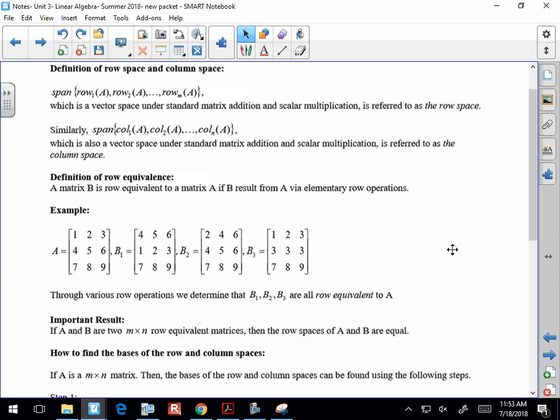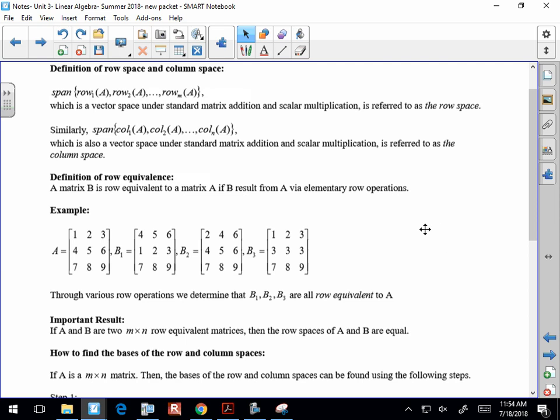Right, so the span, which is a vector space under standard matrix addition and scalar multiplication, is referred to as a row space. Right, so we'll tackle that in a minute. And then the column space we already know about, or the span of the columns.